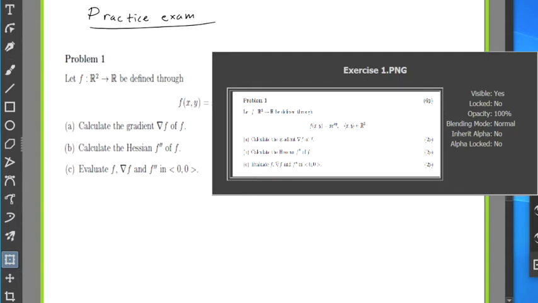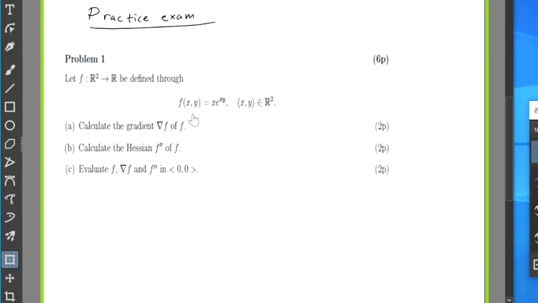So in problem 1 we have a function which is defined from a formula like this. It goes from R2 to R. And our task is to calculate the gradient of f, then the Hessian of f, and then we have to evaluate the function, the gradient, and the Hessian in the point (0, 0). So let's start with the gradient. We can actually do that down here, at least start the calculation.